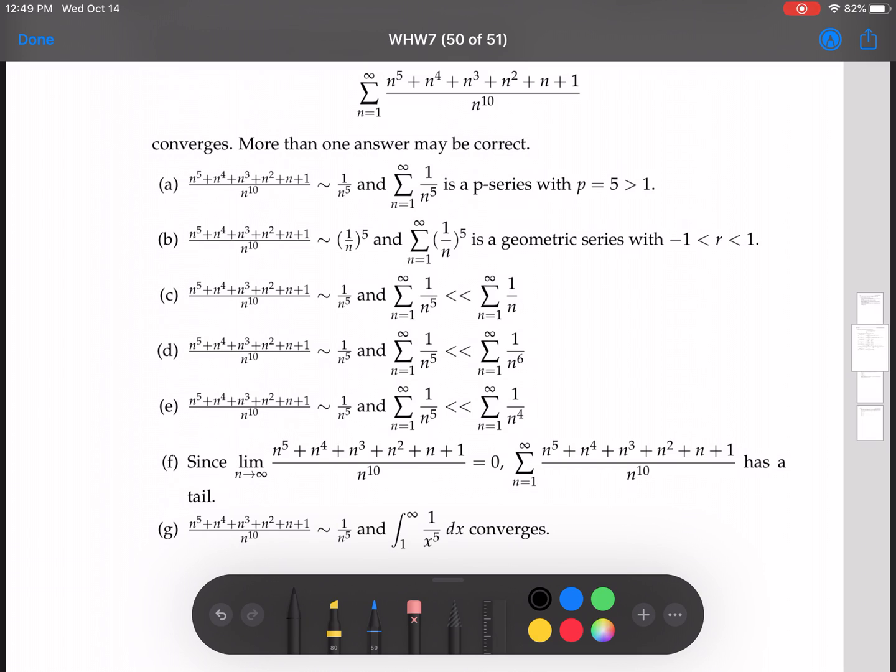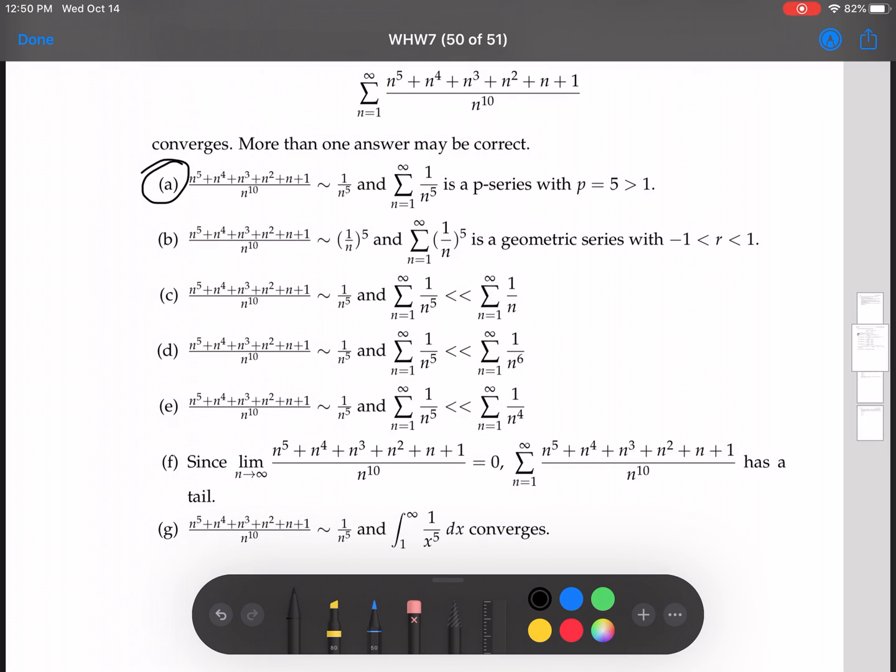All right, so just to be clear, this thing does in fact converge. And A is a valid reason for why it converges. It has a similar tail thickness to 1 over n to the fifth. I mean, a_n does. And the series 1 over n to the fifth is a p-series with p equals 5, bigger than 1. We know the p-series test.